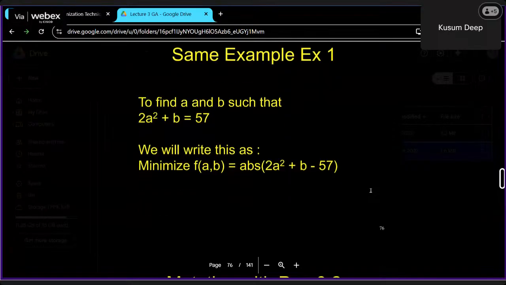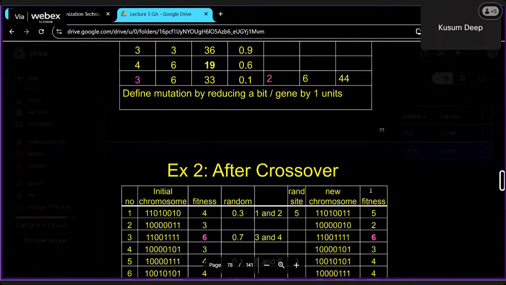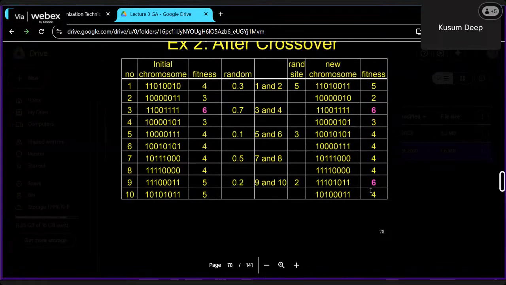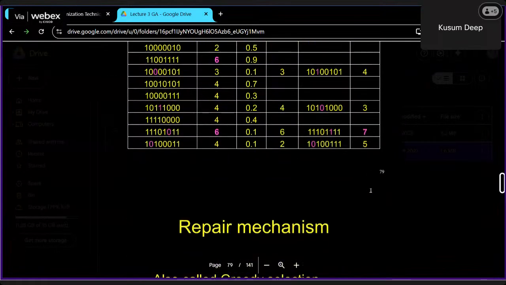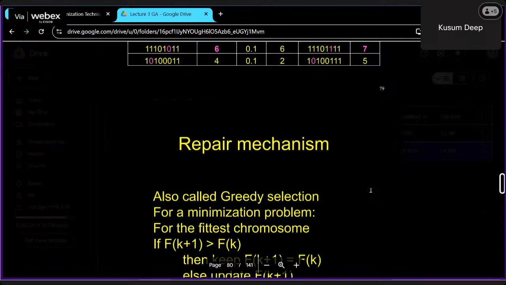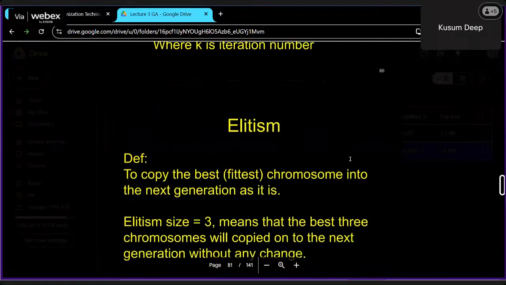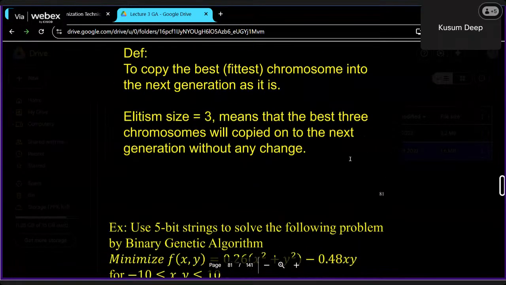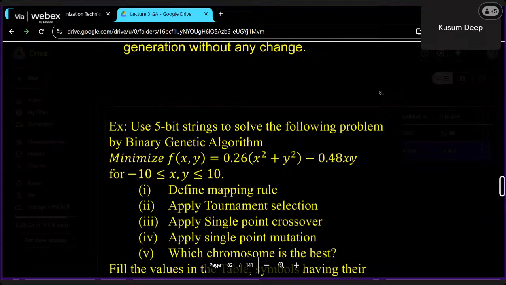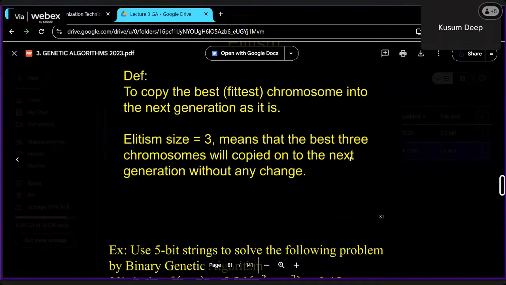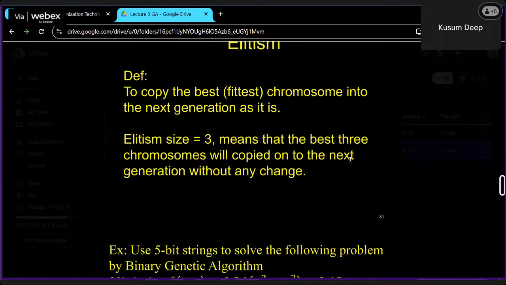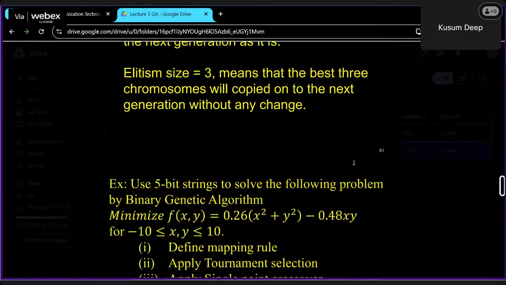Then we looked at some more examples and tried to understand what happens after crossover, and also we looked at the repair mechanism, that is what has been the outcome of the best individual and how to update it. We also looked at elitism. Elitism is a procedure which gives a lot of priority to the best individual in the population.